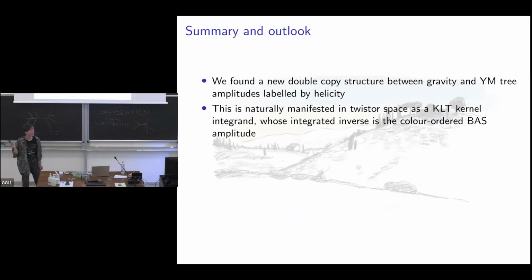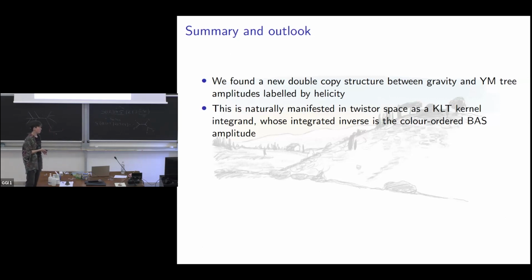So that's me pretty much done. So what we found is a new double copy structure between gravity and Yang-Mills tree amplitudes that is labeled by helicity. And this is naturally manifested in twistor space as a KLT kernel integrand. And integrating this inverse gives us color-ordered biadjoint amplitudes.